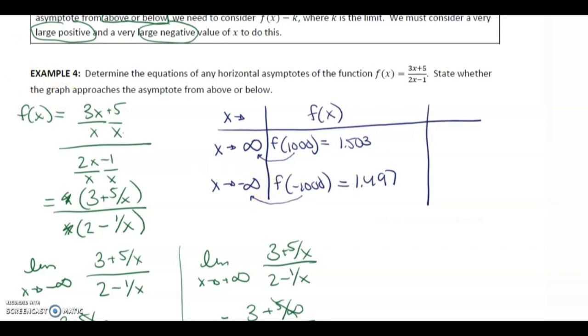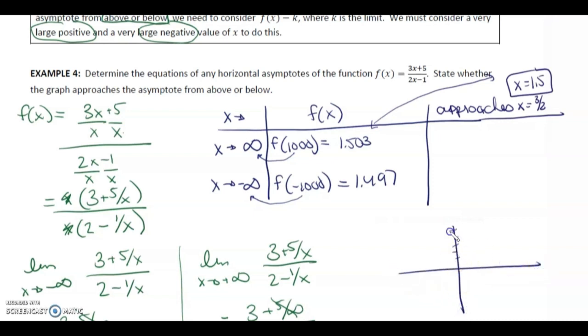So this is what we do. We now take a look at 1.503 and 1.497, and we determine how that approaches 3 over 2. Remember, 3 over 2 is just like saying 1.5. So all we're going to do is compare these numbers. Is 1.503 higher on the y-axis or lower on the y-axis than 1.5? Well, it's higher. That's a bigger number. So this lies above. This approaches from above. And 1.497 is a smaller number than 1.5, so that approaches from below.